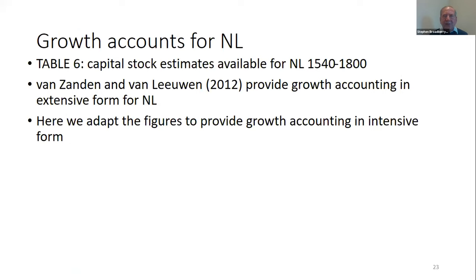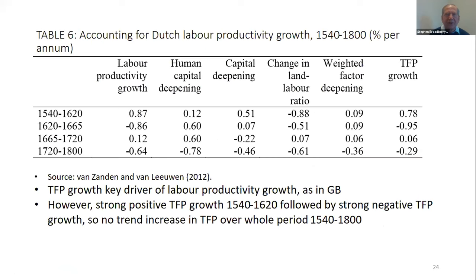For the Netherlands, we have data from 1540 from Van Zanden and Van Leeuwen. They provided growth accounting only in extensive form, but we're really more interested in the intensive form for the Great Divergence debate. Again, you can see it's TFP growth, which is the key driver of labor productivity growth. When TFP growth is strong, labor productivity growth is strong, and vice versa.